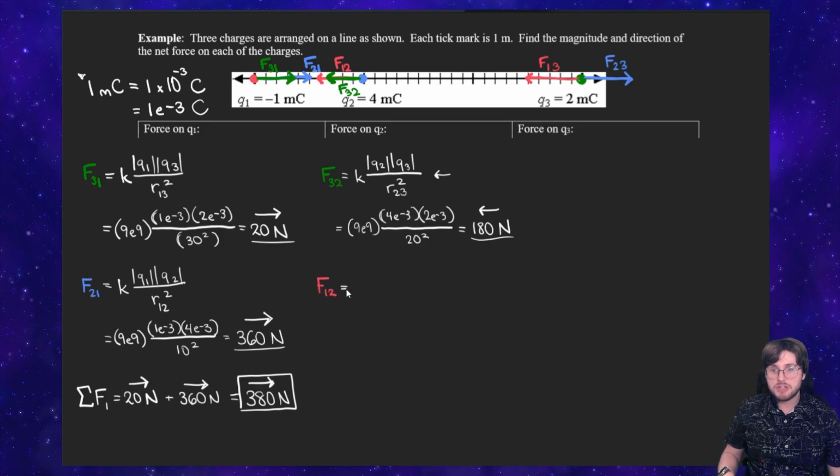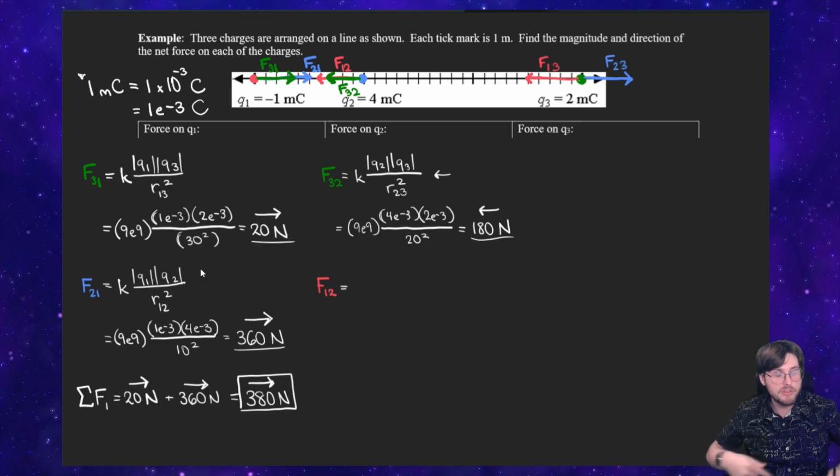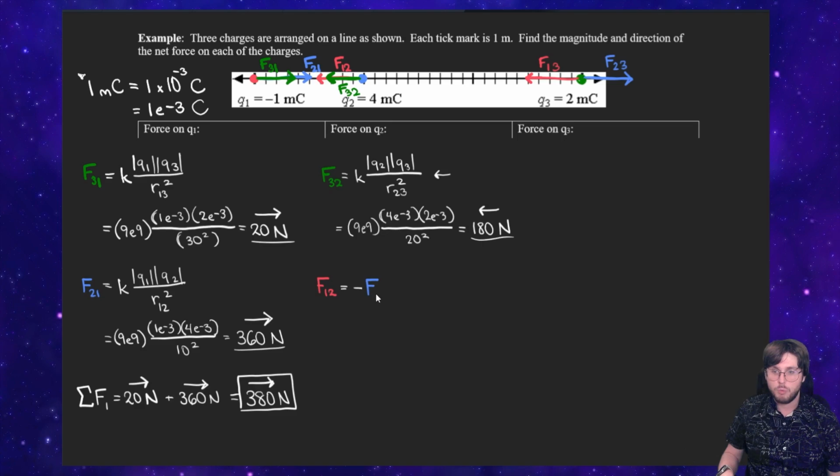But before you actually go out and calculate that, keep in mind that the equation for this is effectively going to be the exact same calculation as the force from 2 on 1 over here. The reason being is that these charges are exerting equal and opposite forces on each other. The only difference is going to be direction. So here you can use the equal and opposite principle to say F12 is going to equal the same thing as F21. The only difference being direction. So just make them negatives of each other.